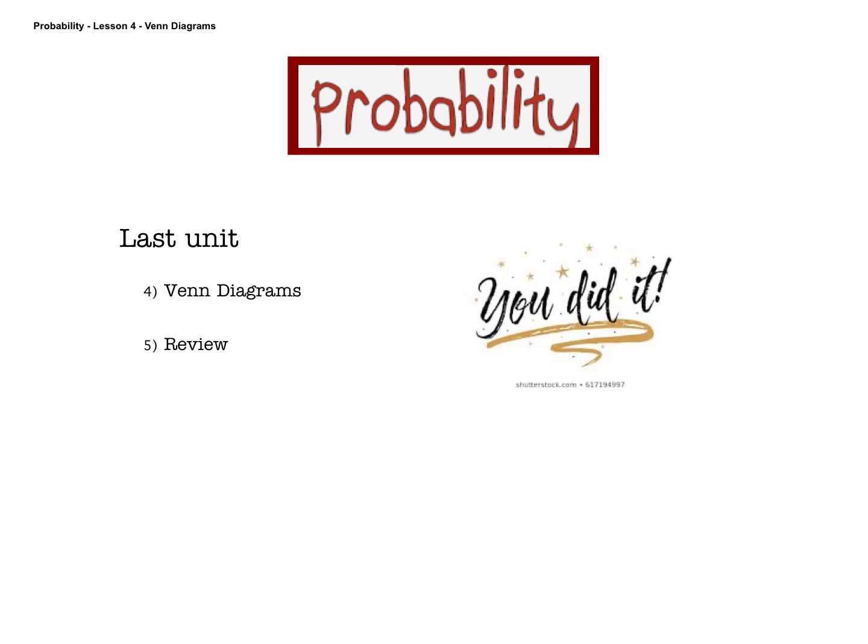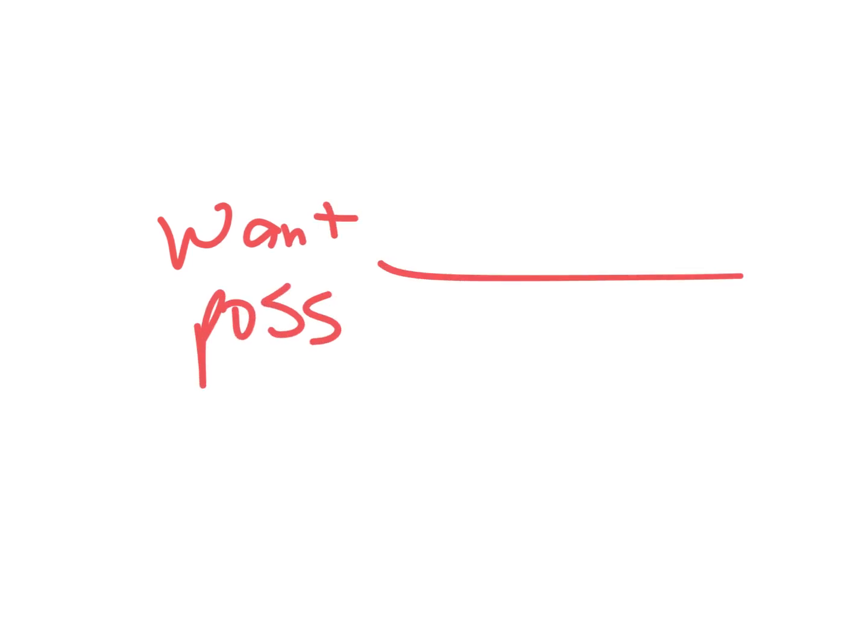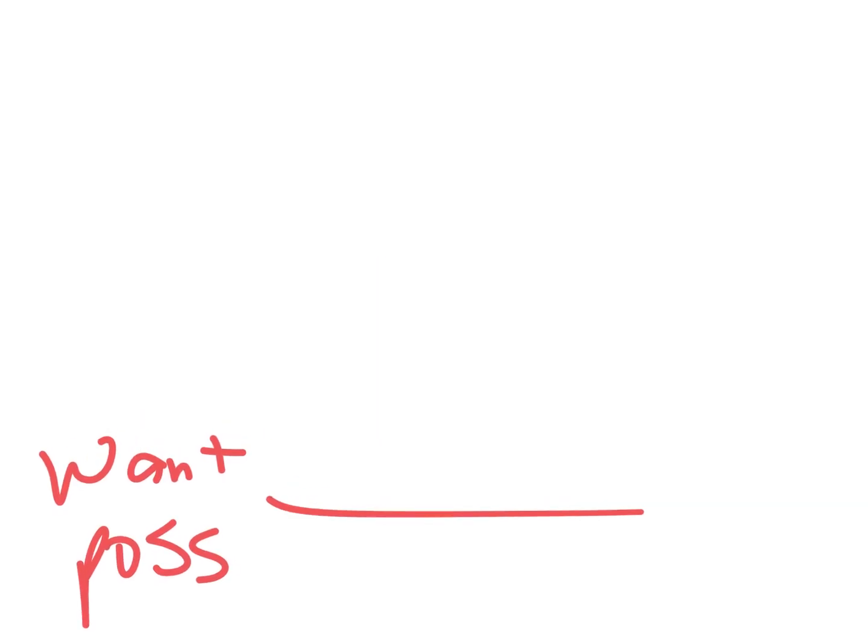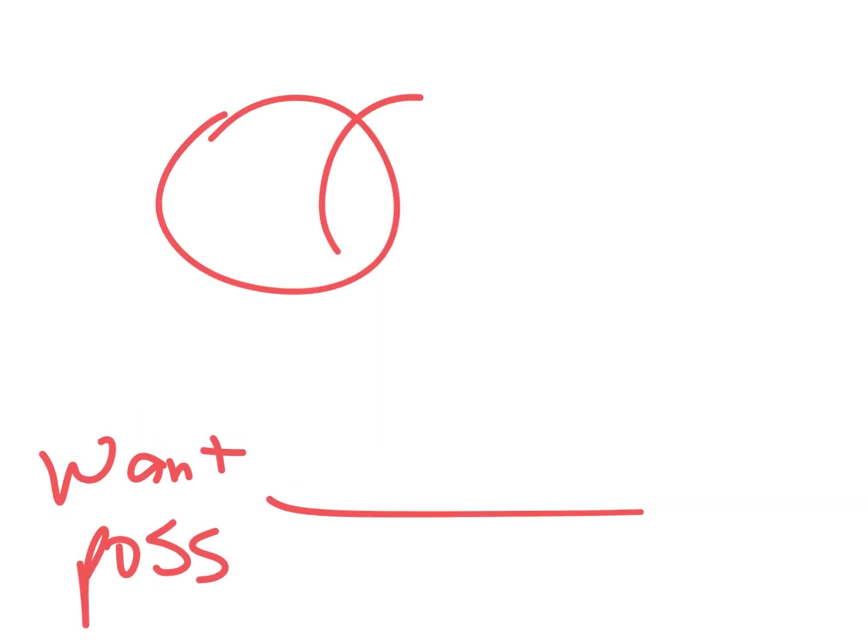Venn diagrams, the last thing before we start reviewing on Monday and we test on Tuesday. Probability is always what you want over what's possible. Don't forget that. It's the things you want over what's possible. And so if those things happen to be in a Venn diagram, I'm going to give you a really simple example. You don't have to write this out. Just listen for a second.